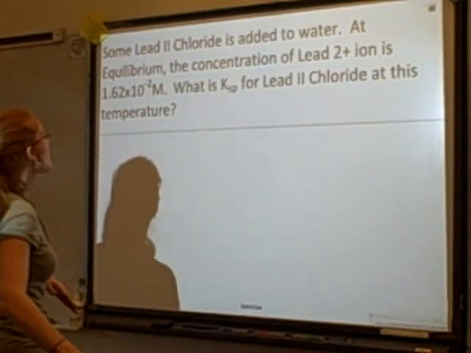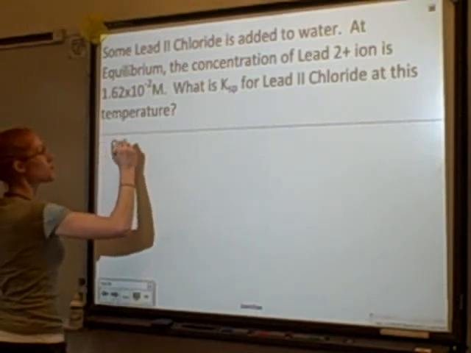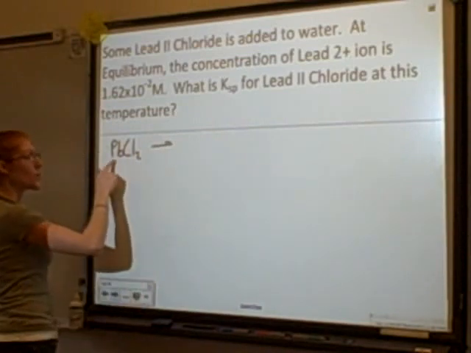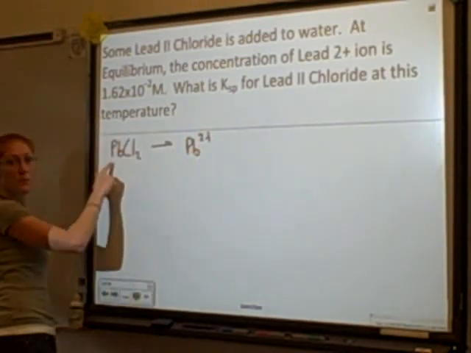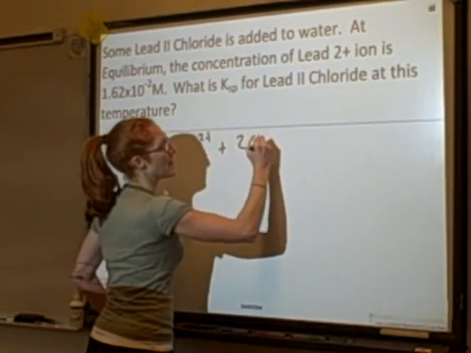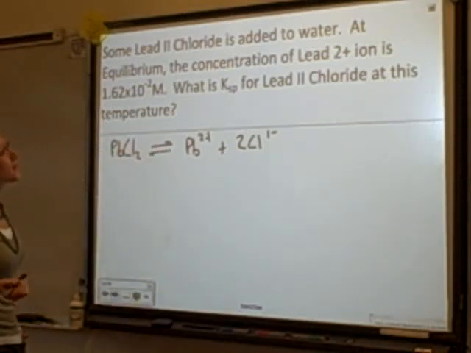So here I have some lead 2 chloride is added to water. So PbCl2 is going to be dissolving. And as it dissolves, I'll make one lead ion. That's a Pb with a 2 plus charge. And for every one of these, I'll make 2 of these. So I'm going to make 2 chloride ions with 1 minus charges. Okay, they come to equilibrium.